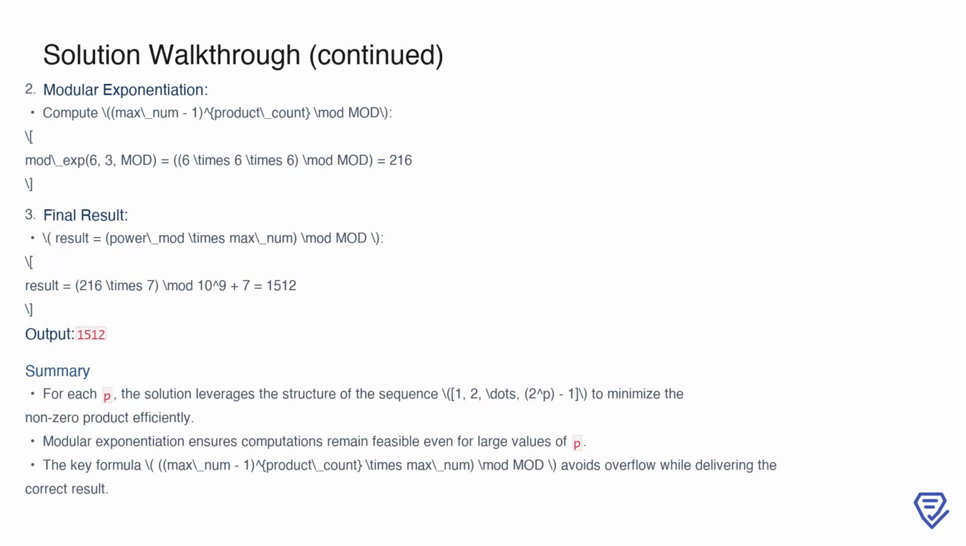To compute the required result for p equals 3, we begin by calculating (max_number - 1)^product_count using modular exponentiation. The term mod_exp(6, 3, mod) evaluates to 216 as we compute 6 × 6 × 6 mod step by step to avoid overflow. Finally, substituting into the formula, the result becomes result equals 216 × 7 mod 10^9 + 7, which equals 1512.